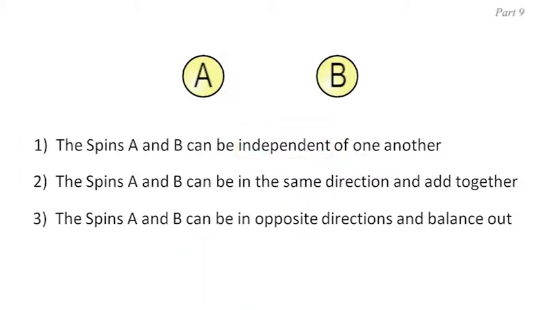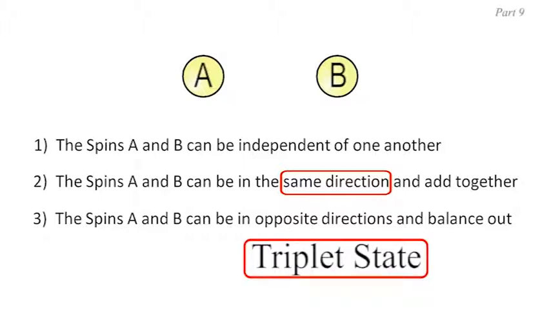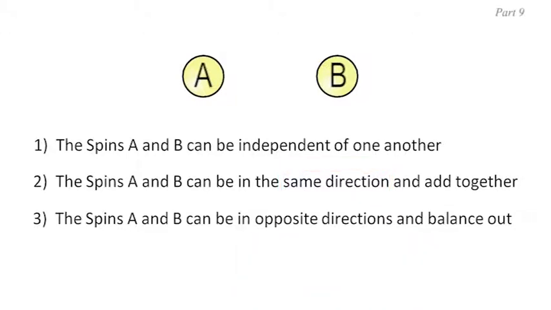Secondly, we looked at the situation where the spins of the two electrons are connected in some way, and their spins are in the same direction. They're entangled with one another in what is called the triplet state. Although much could be said about this state, it wasn't considered helpful to go through the mathematics, but rather to move on to the much more interesting case where the spins of the two entangled electrons are in opposite directions to one another, if you like, when the spins balance out.